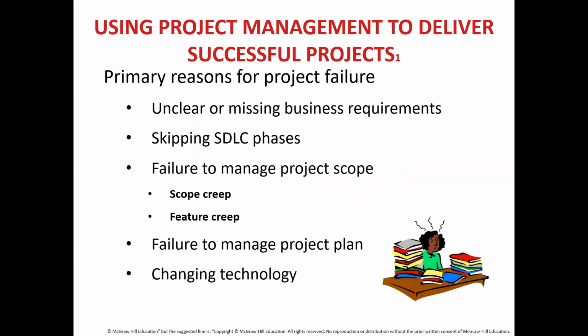Using project management to deliver successful projects. Primary reasons for project failure include unclear or missing business requirements. This is where during the planning phase of the SDLC, the requirements are not clearly defined. Skipping SDLC phases. Skipping of SDLC phases can lead to a drawback to the software development process. Failure to manage project scope.